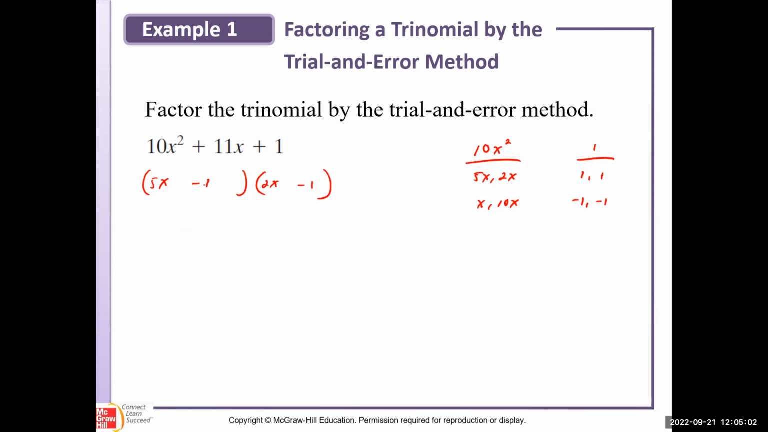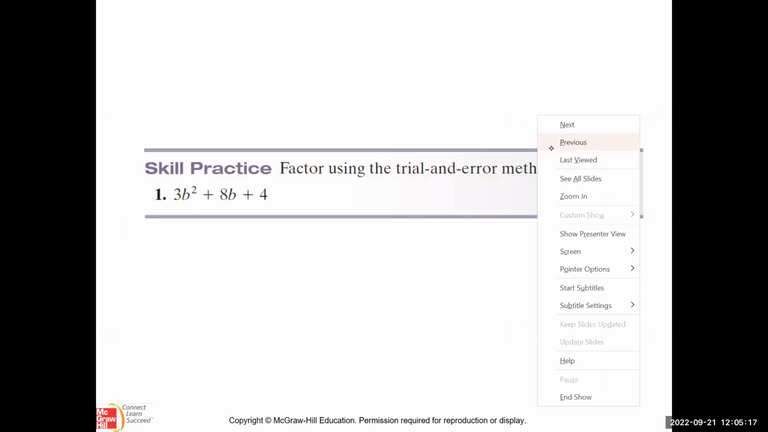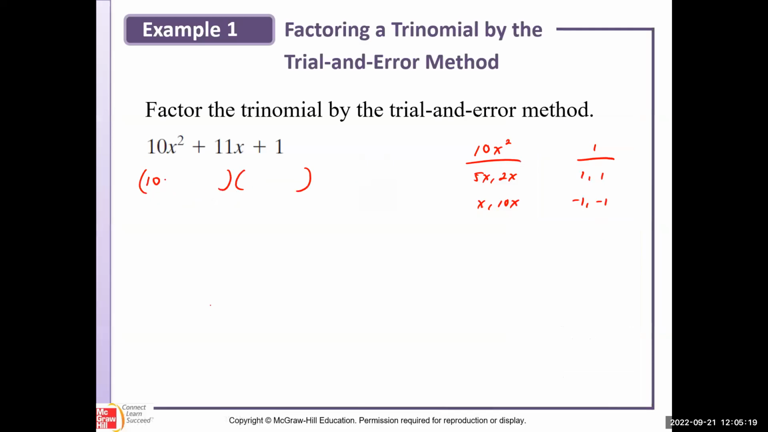And so what we're going to do is just try a different combination, right? So right off the bat, we know that the 2x and the 5x is not going to work. So we're going to try the 10x and the x. So we're going to do the 10x and the x, and the positive 1 and the positive 1.